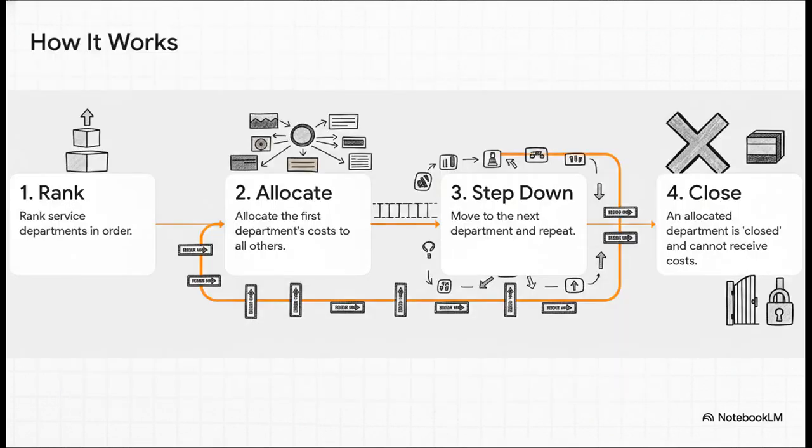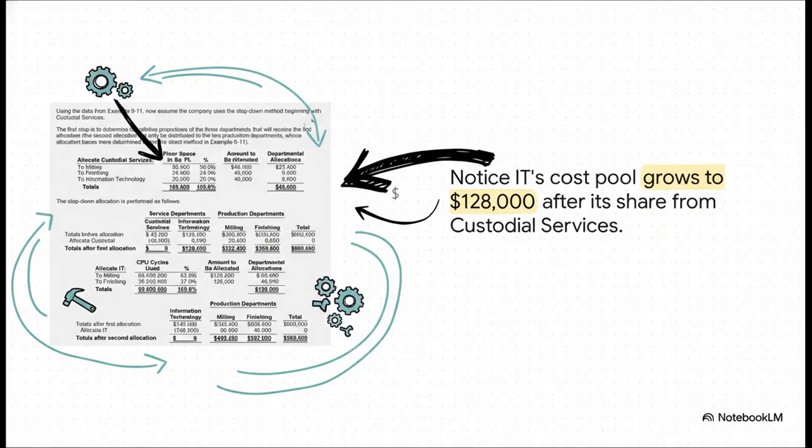So here's how it works. First, you decide on a ranking for your service departments. You take the first one and you allocate its costs to every other department, both service and production. Then you step down to the next one and do it again. But here's the crucial rule. Once a department's costs are allocated out, its book is closed. It can't receive any costs from the departments that come after it. It's a one-way street. And here's what that looks like in practice.